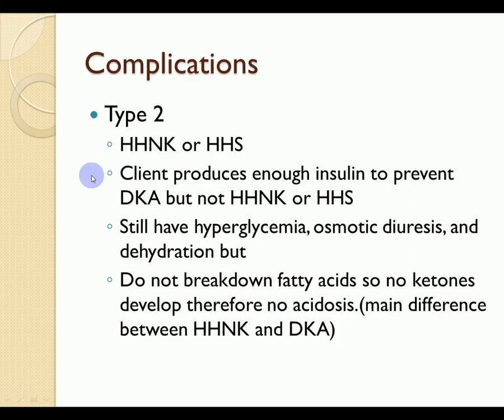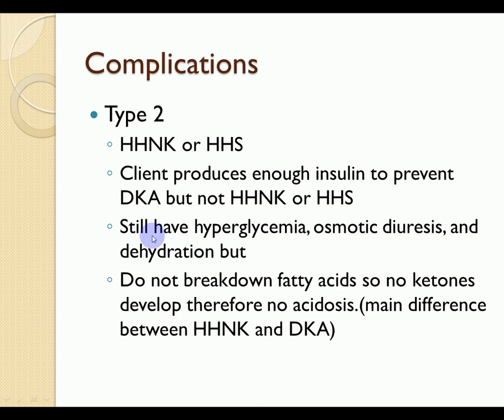Complications. Type 2 results in, instead of diabetic ketoacidosis, someone who has type 2 gets what's called HHNK, or now HHS, that hyperosmotic non-ketotic state. The client produces enough insulin to prevent DKA, so they don't have acidosis or coma. Remember, what causes DKA in type 1 is the lack of insulin, so they have to break down fats and proteins. Now with type 2, they've got enough insulin on board to prevent DKA, but not enough to prevent HHNK or HHS.